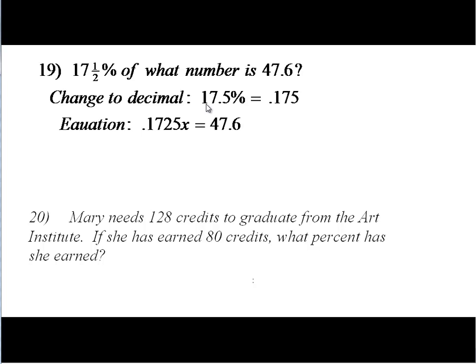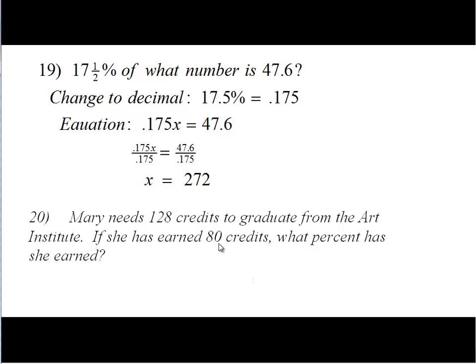Now the equation is 17.5%, which is your 0.175, of what number, X, is your equal sign, 47.6. So to solve this, we're going to divide by 0.175. I mistyped that. Okay, we have 47.6 divided by 0.175. So X should be 272.